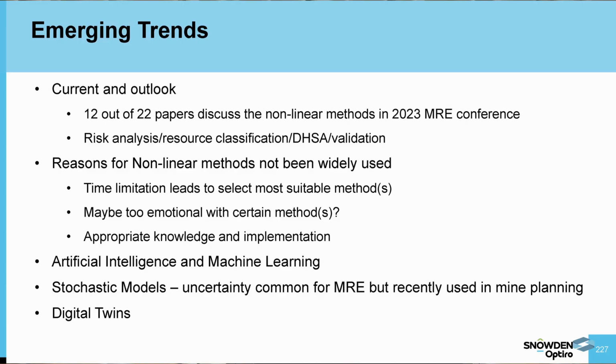So, emerging trends. Last year, during the 2023 MRE conference, 12 out of 22 papers discussed nonlinear estimation methods under the context of risk analysis, resource classification, drill hole spacing study, and validation. So apparently it's coming and it's getting more and more used. Although the theories were already there 20, even 30, 40 years ago, now it only becomes more available to most of us with better computers.